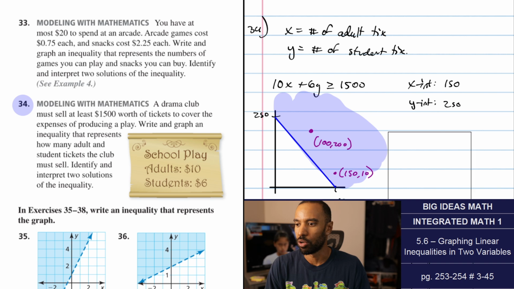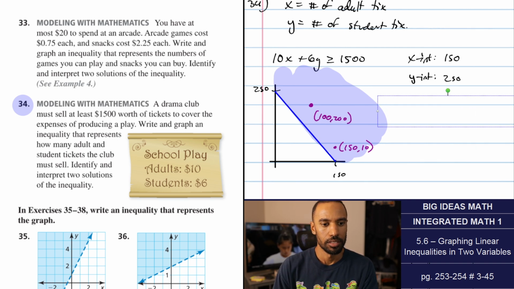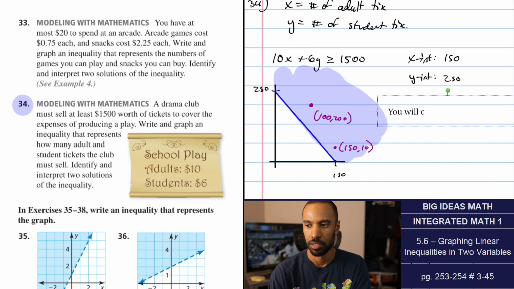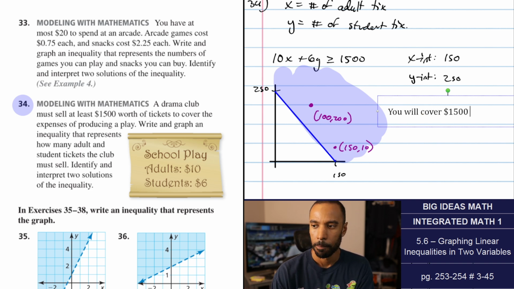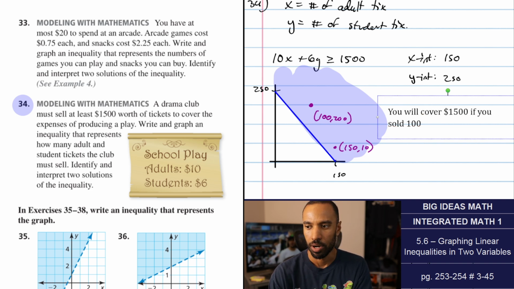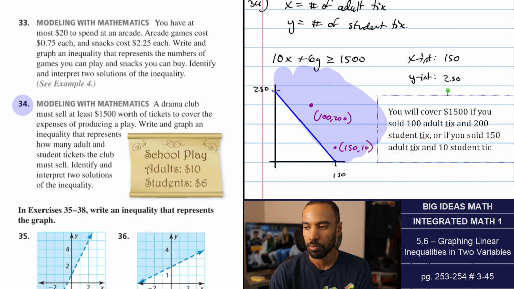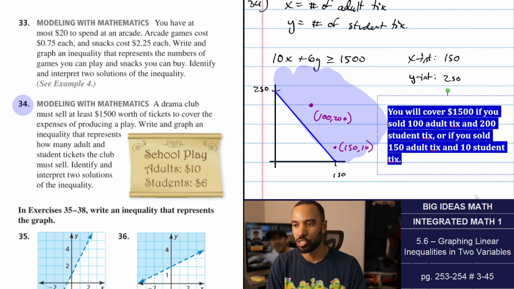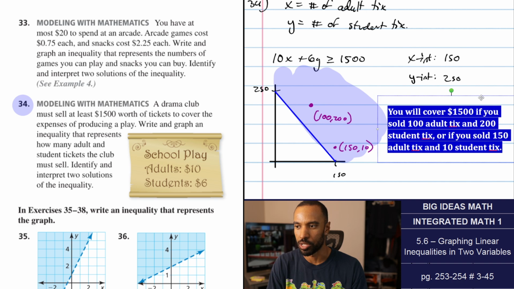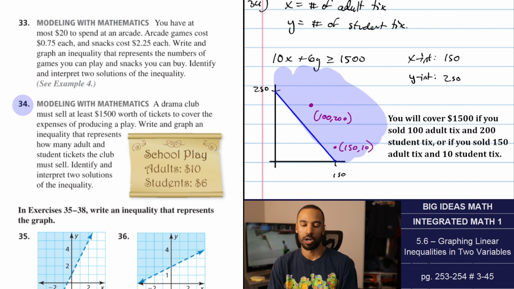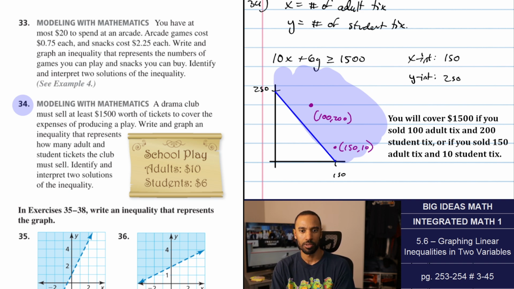So if you sold 100 adult tickets and 200 student tickets, you will cover 1,500. So that's just the idea. There's an infinite number of solutions. There are ones that are on the line that'll also work, but since I didn't get exact points from them, the numbers are kind of big. I'm just going to leave it like that. But that's how it looks.